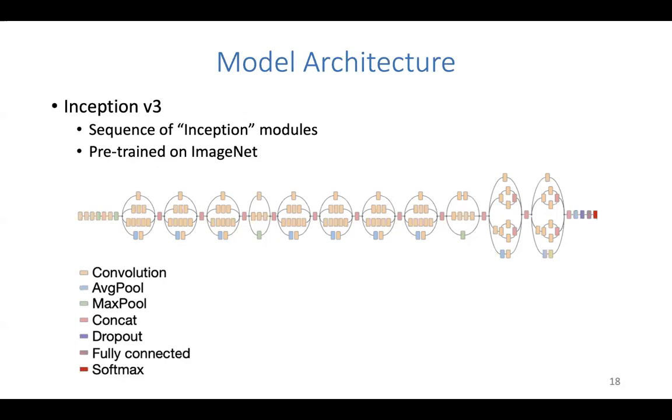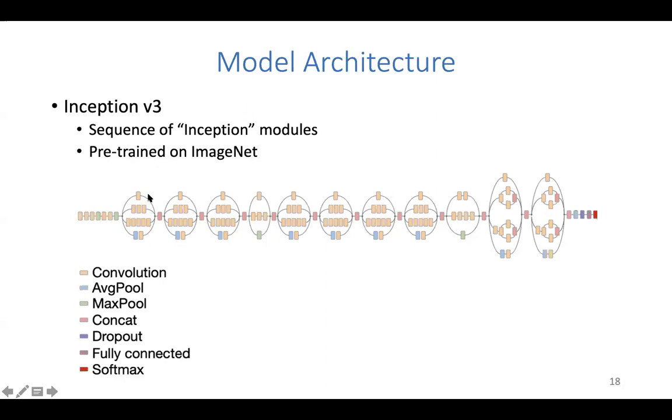And Inception version 3 looks like this. A lot of people just use ResNet these days, so there might be some students who are not familiar with the Inception architecture. But if you look at this, the orange one is convolution, the blue one is average pooling, and the green one is max pooling, and so on.